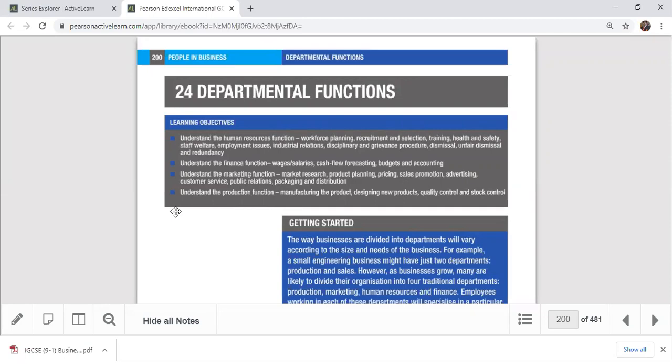We're talking about different departments: understand the human resource department function, the finance function, the marketing function, the production function. In this session, I'm going to discuss mainly the human resource departmental functions. In another session, we'll talk about the other functions as well, because there is a lot to discuss in departmental functions. As a student doing human resource management in your course, you must have a general idea what the departmental functions of each and every department are.